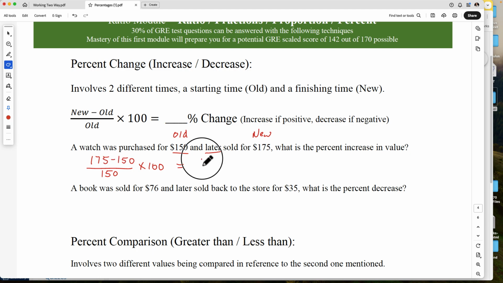175 minus 150, that's 25, over 150. The 25 they will call the amount of change, right? It went up by $25, but this will give us the percent of change. 25 divided by 150 times 100. What do we get? Anyone? Repeating, so maybe 16.7 if you want. Round it at some place. 16.66666, right? So it was a percent. It went up by 16.7%.